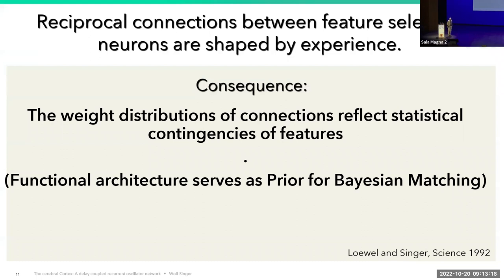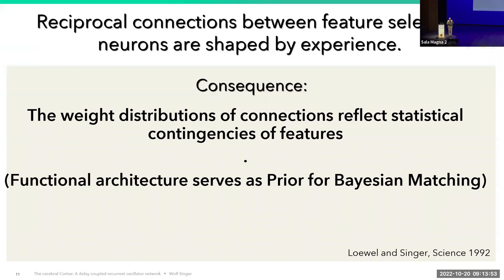So, the consequences. An important feature is that these horizontal connections, these reciprocal connections, are adaptive, and they are shaped by experience. They change their gain as a function of experience. And the consequence is that the weight distributions that the system ends up with reflect the statistical contingencies of features in the outside world. They serve as priors for all the subsequent processes of information processing.